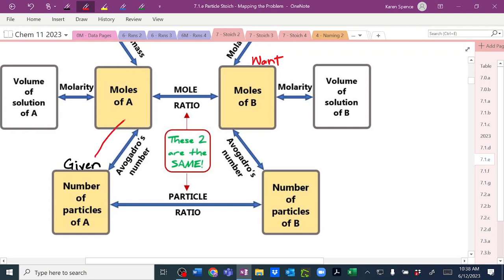You could find moles of A and then moles of B. I would probably recommend that because it follows the pattern that you're used to. Find moles of A and find moles of B. But if you don't want to do that, you could find the number of particles of B and then find the moles of B. So there's two directions you could take. Up to you which one you use. Okay?